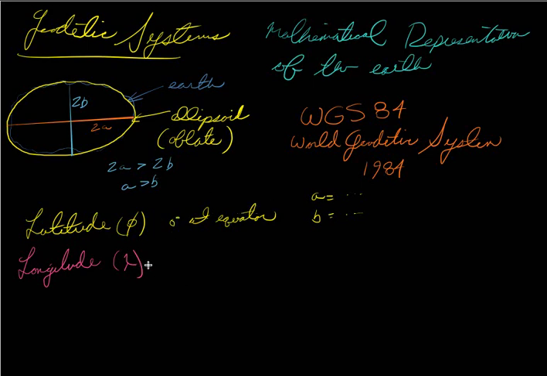Right, and longitude, they define the prime meridian, right, where it's 0 in Greenwich in England. So 0 degrees is Greenwich, England. Right, that's the prime meridian. The prime meridian is in Greenwich in England, and that's 0 degrees.